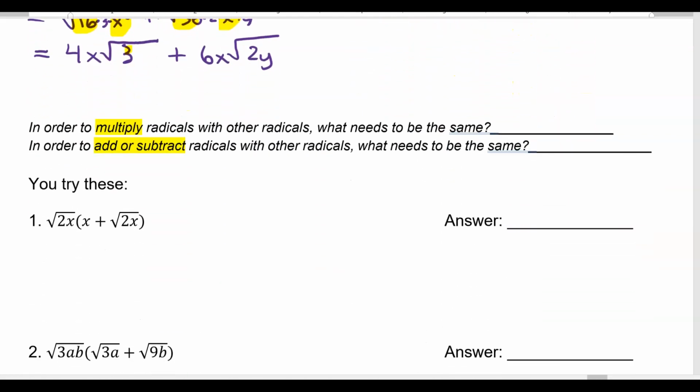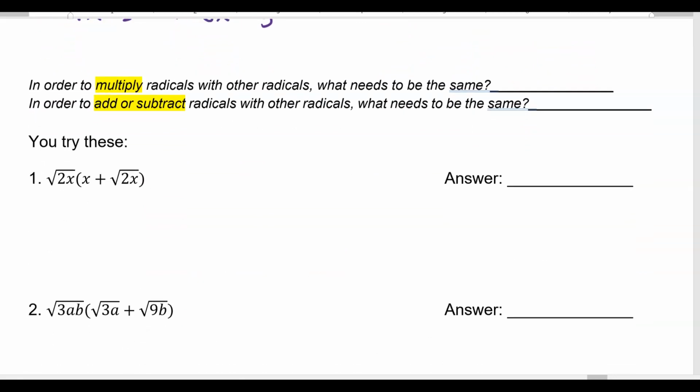In order to multiply radicals with other radicals, what needs to be the same? If you said index, then you are correct. In order to add or subtract radicals with other radicals, what needs to be the same? If you said index and radicand, then you are correct. You try these problems here and then play to reveal the answer.